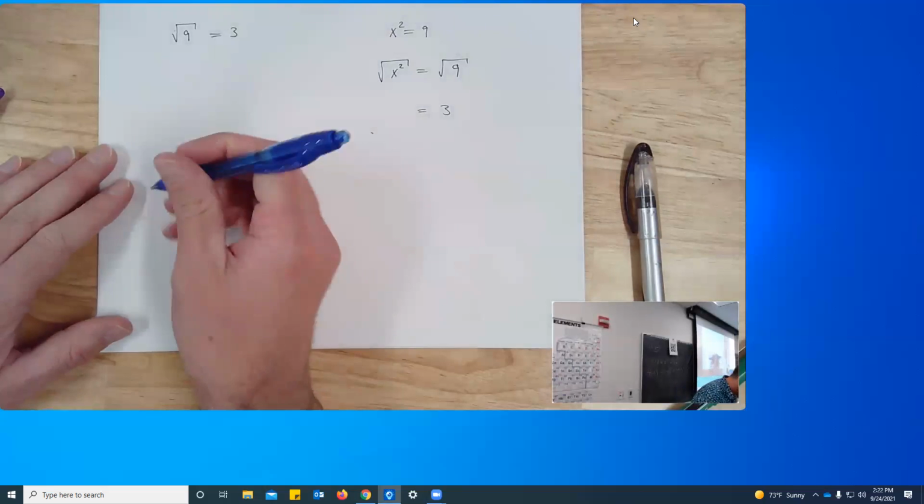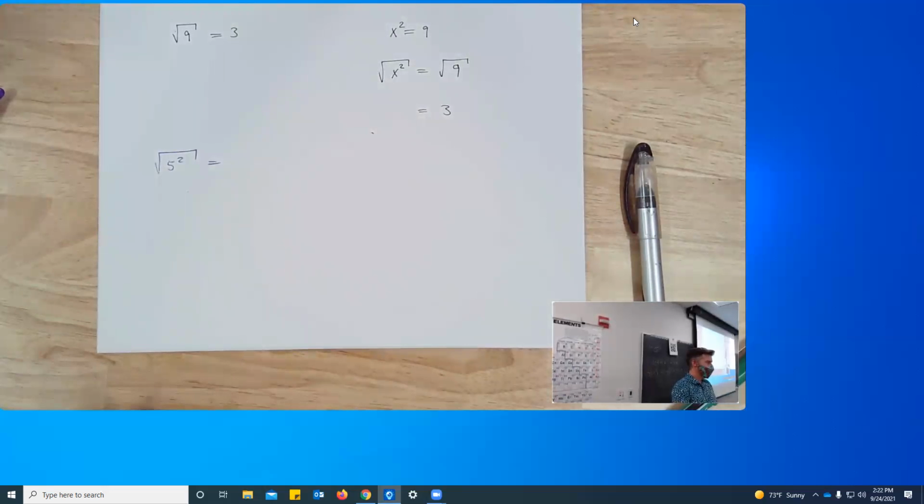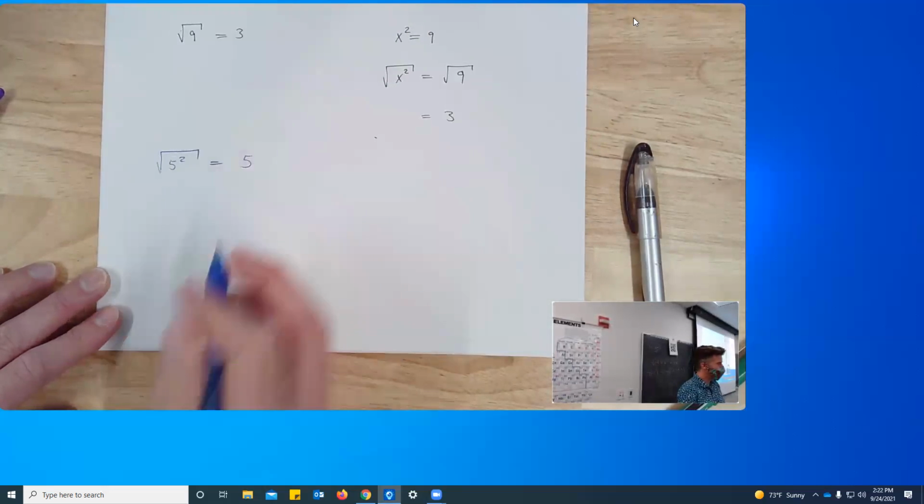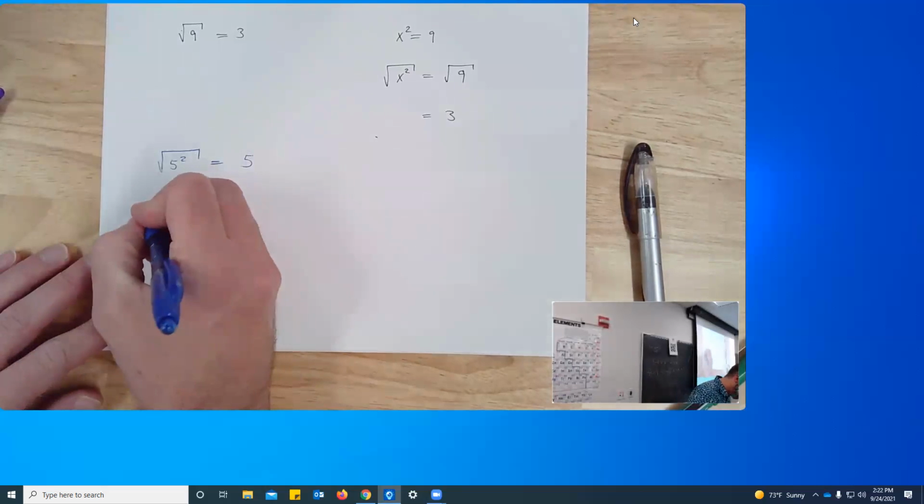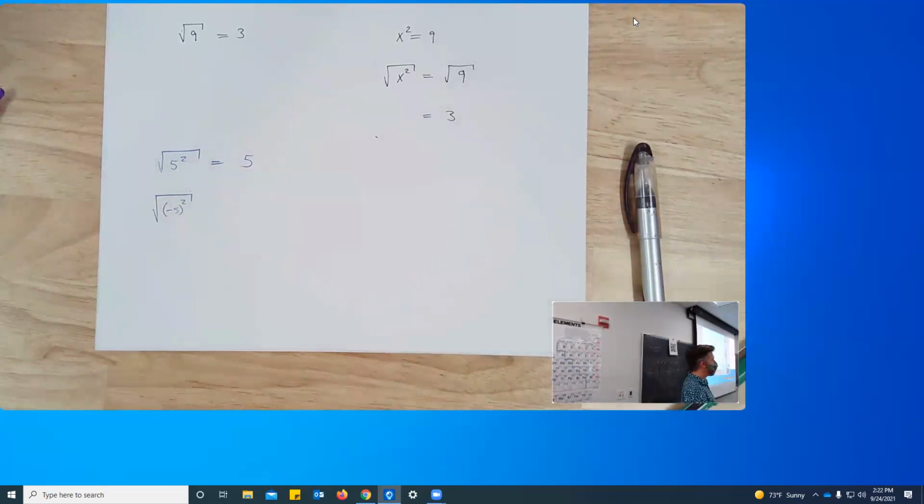It's all right. What's the square root of 5 squared? I think you guys know it's 5, right? Okay, slightly more challenging question. What's the square root of -5 squared? It's not a trick. I mean, it's kind of a trick question, but it's not that tricky. What's -5 squared? What's the square root of 25?